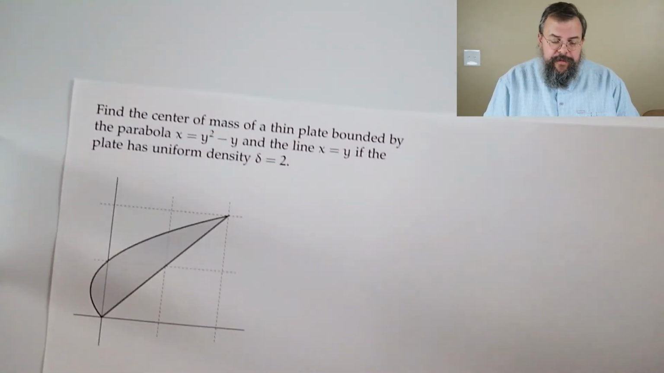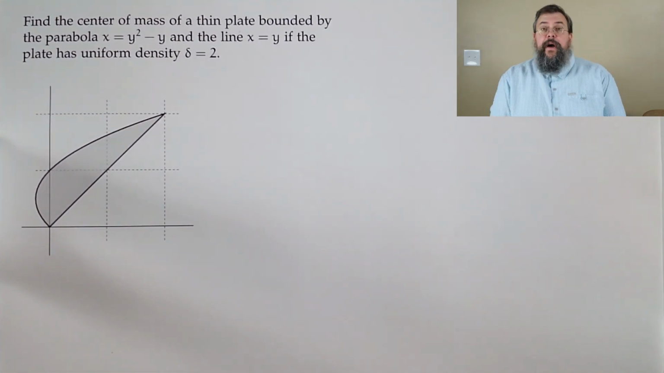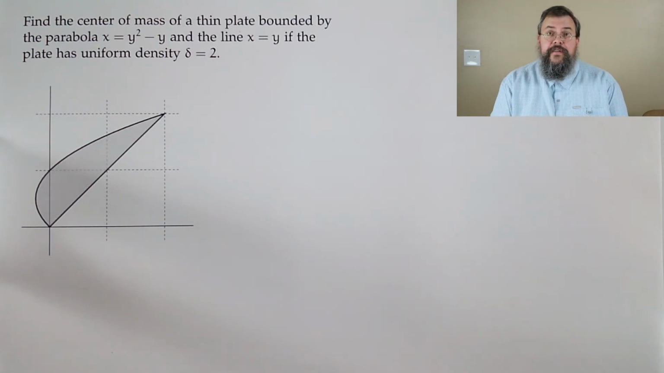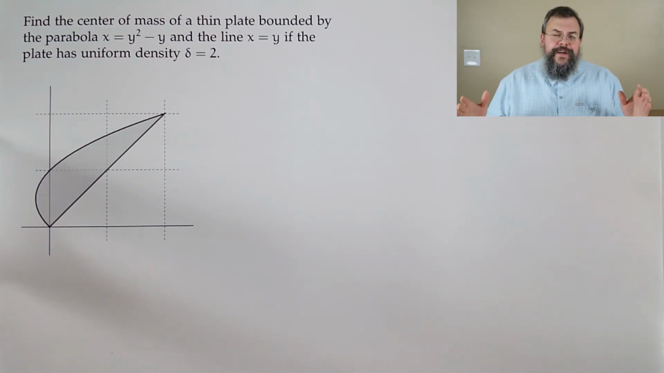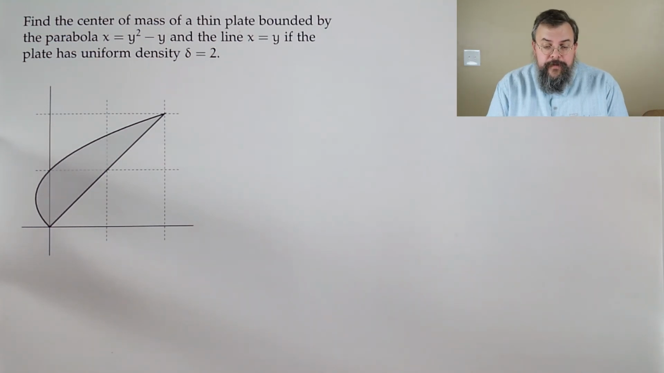And let's do one more problem. One last problem to help us finish up. Find the center of mass of a thin plate bounded by the parabola x equals y squared minus y and the line x equals y if the plate has uniform density 2. The fact that it has uniform density 2, we really could have chosen any number. I suspect it chose 2 just to make the numbers work out a little bit nicer.